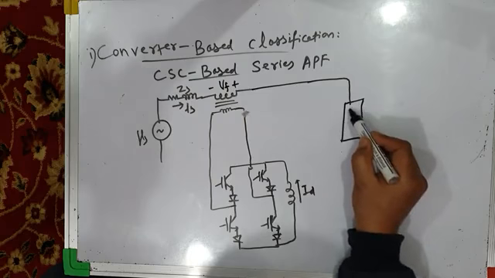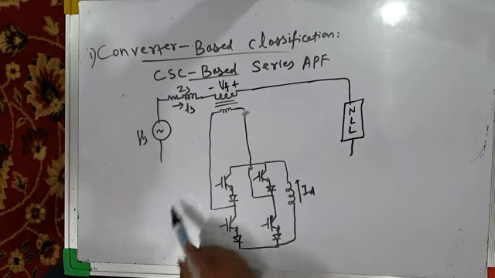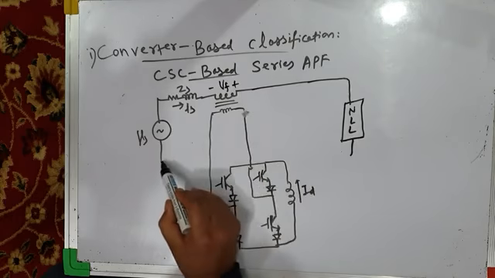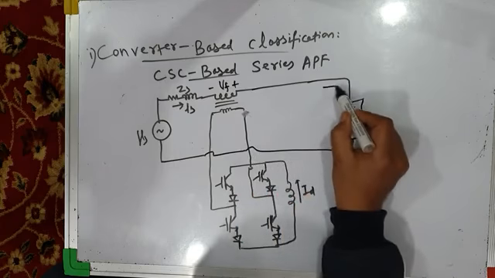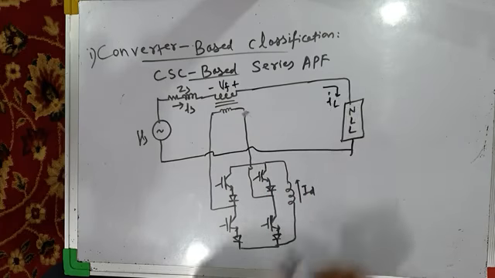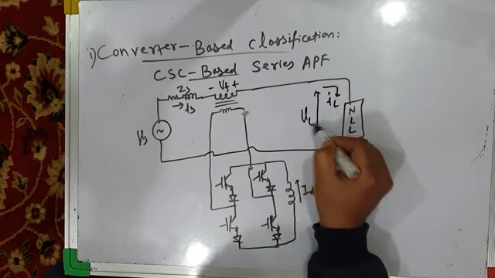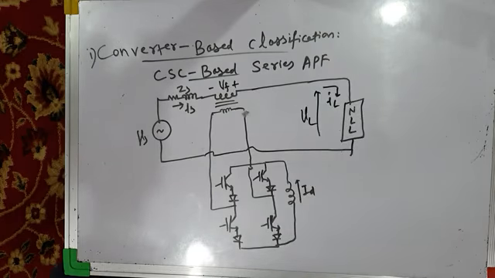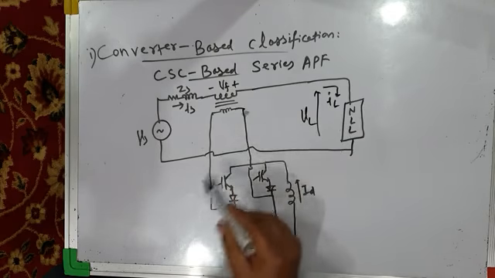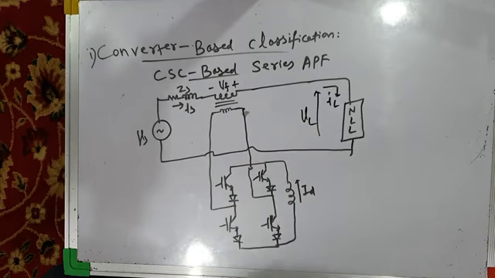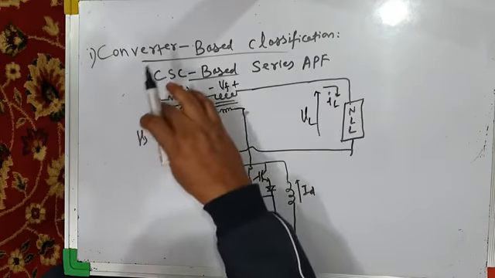This may be a single phase or three phase non-linear load, depending upon whether it is a single phase DVR or three phase series active power filter. Load current is IL, and load voltage is VL, and this load voltage will be purely sinusoidal. What does this DVR do? This is current source converter based DVR. It injects a voltage VF which comprises the harmonics present in the source voltage.